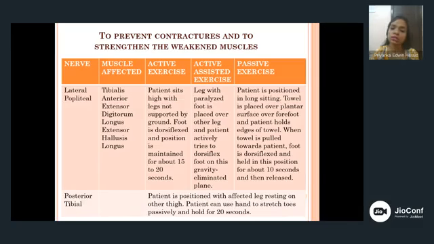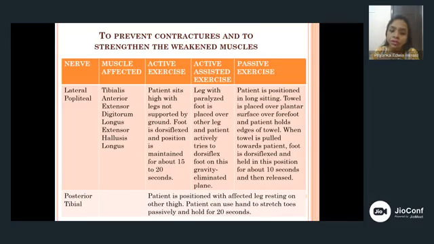Lateral popliteal nerve supplies the dorsiflexors of the foot. So we ask the patient to sit high with the leg not supported by the ground and the foot dorsiflexed, and this position is maintained for about 15 to 20 seconds. If the patient is not able to do that, we ask the patient to try to dorsiflex, and we assist dorsiflexion with the help of a towel, theraband, or another hand.